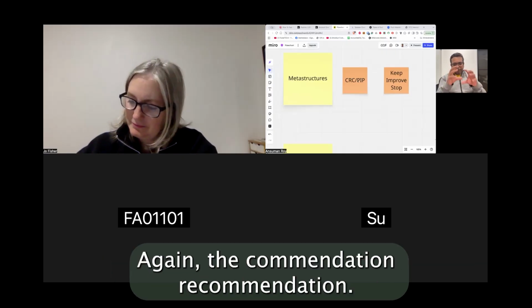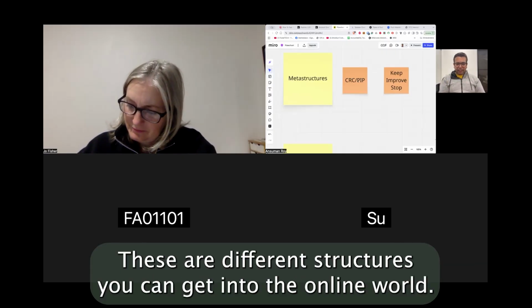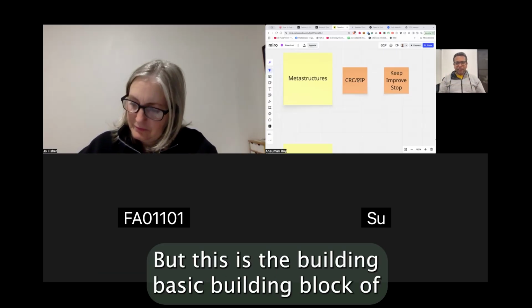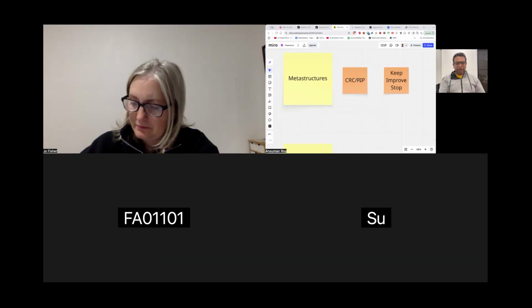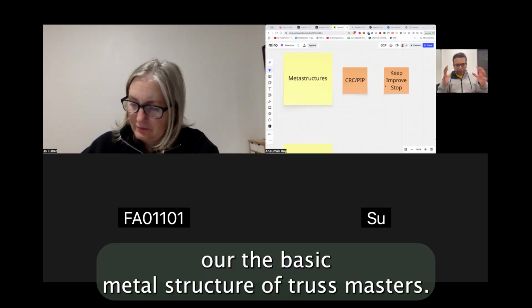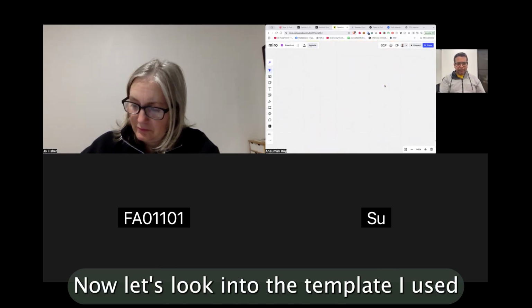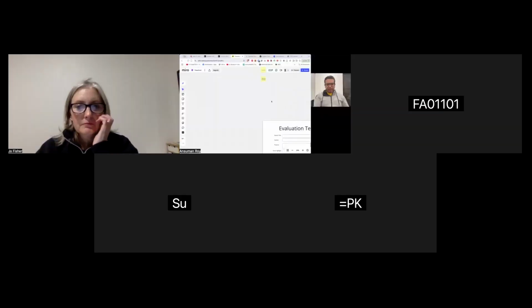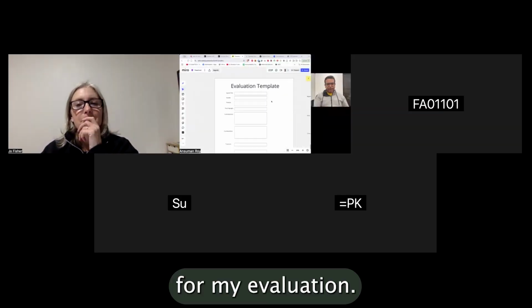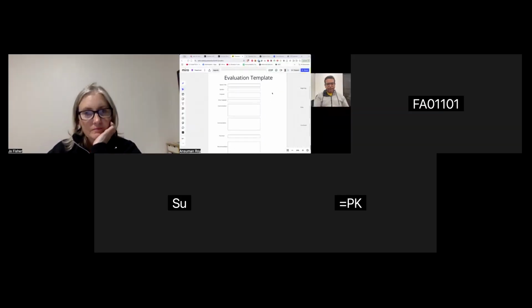Again, the commendation and recommendation, these are different structures. You can get into the online world and find so many structures, but this is the basic building block of our basic meta structure of Toastmasters. Now I'll give you my template. Let's look into the template I use for my evaluation.